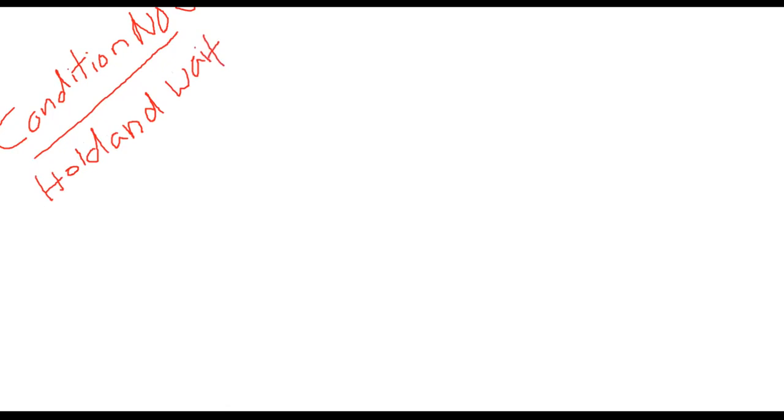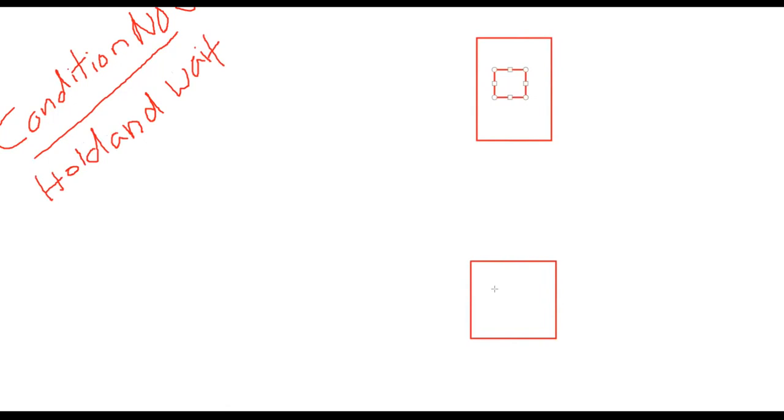Okay, guys. I have 2 resources, for example, R1 and R2. Both resources are, let's suppose, single instance resources. So R1 and R2. I have a process. This process is P1.